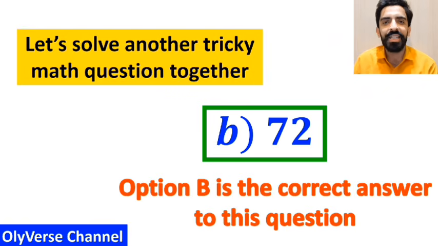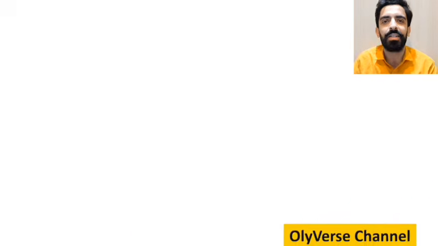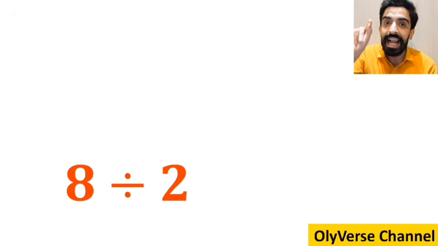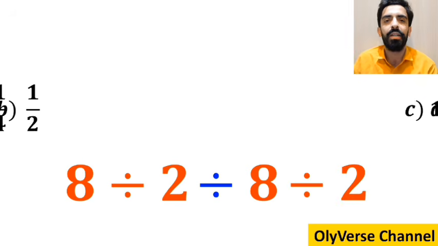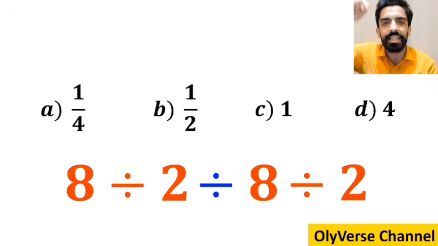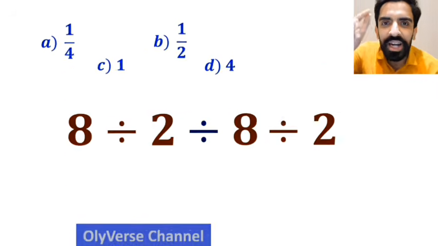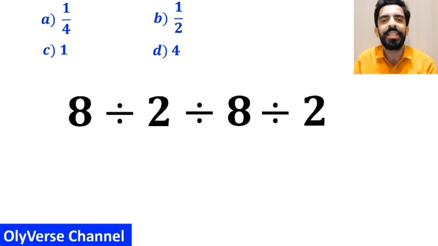Alright, now let's solve another tricky math question together. What is the value of the expression 8 divided by 2, again divided by 8, then divided by 2? Which option do you think is the correct answer to this question? Let's carefully go through it step by step and solve it together.